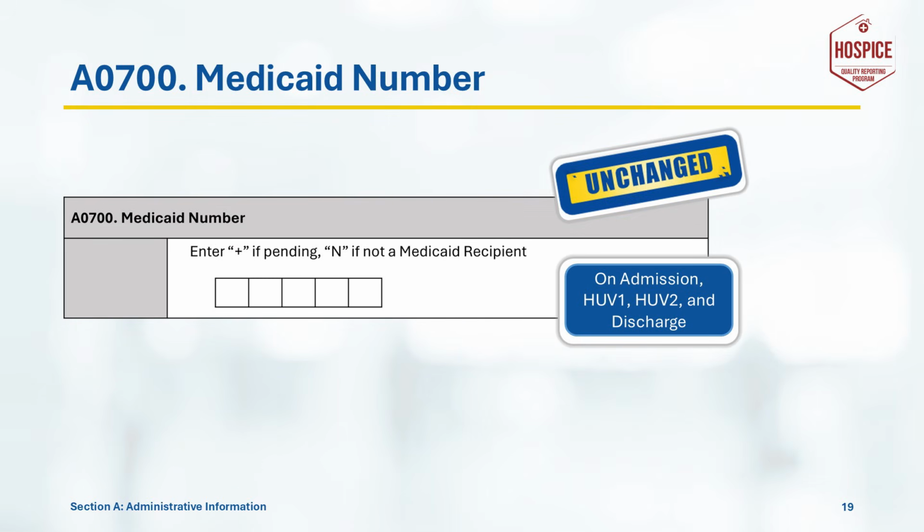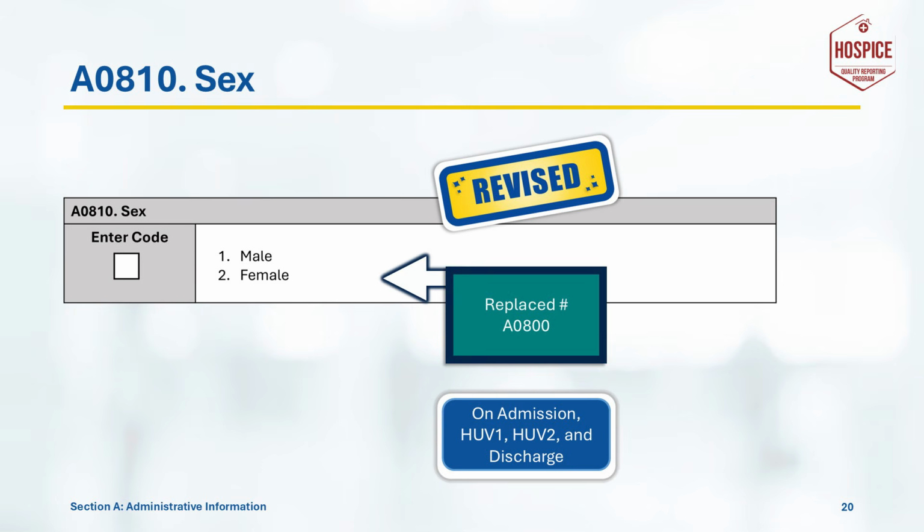And here is a screenshot of the Medicaid number. This one also has not been changed, and just like the last item, it would be included in all 4 of the HOPE time points. So A0810, sex, is the same familiar item you use now. The revision on this item is due to the name and number change. It asks for the same information, but it will replace A0800, gender.